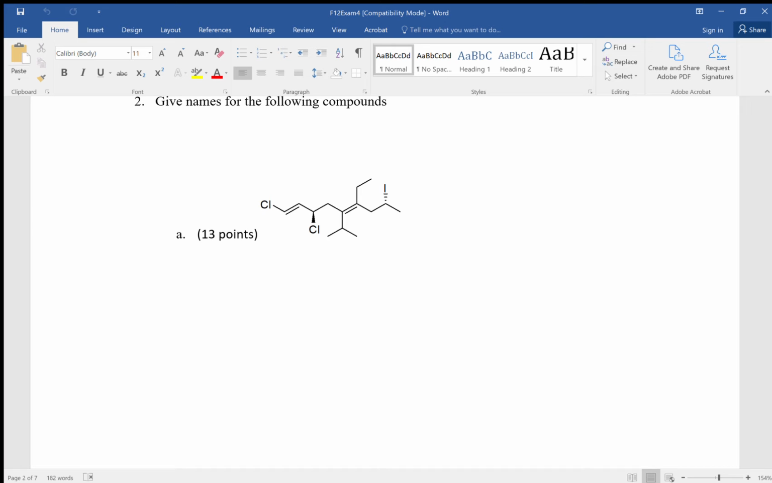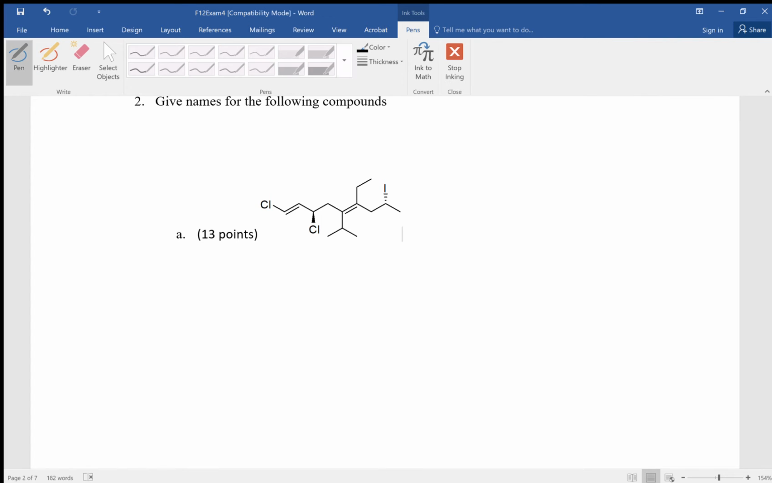Alright, so question 2 here, we're dealing with nomenclature, and specifically we're dealing with nomenclature of alkenes and alkynes. But always remember that everything else we've learned with nomenclature still applies. So first question, what's our longest chain and which direction do we need to go? Well, longest chain here should be pretty straightforward. It's the chain that's going right down the middle. And we know in this case that we need to go left to right.